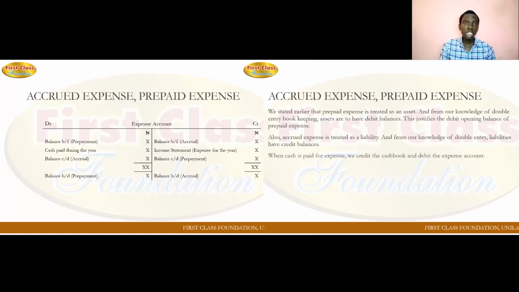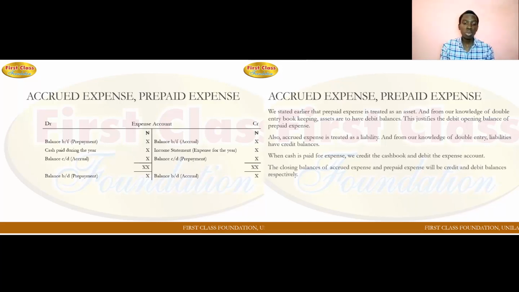Now for the cash paid during the year, when payment is made for an expense, we credit the cash account and debit the expense account. So this is an expense account, and what are we doing? We are debiting it with the cash that was paid, because we will have credited the cash book and then we debit the corresponding account, which is the expense account. So that's why cash paid during the year is debited.